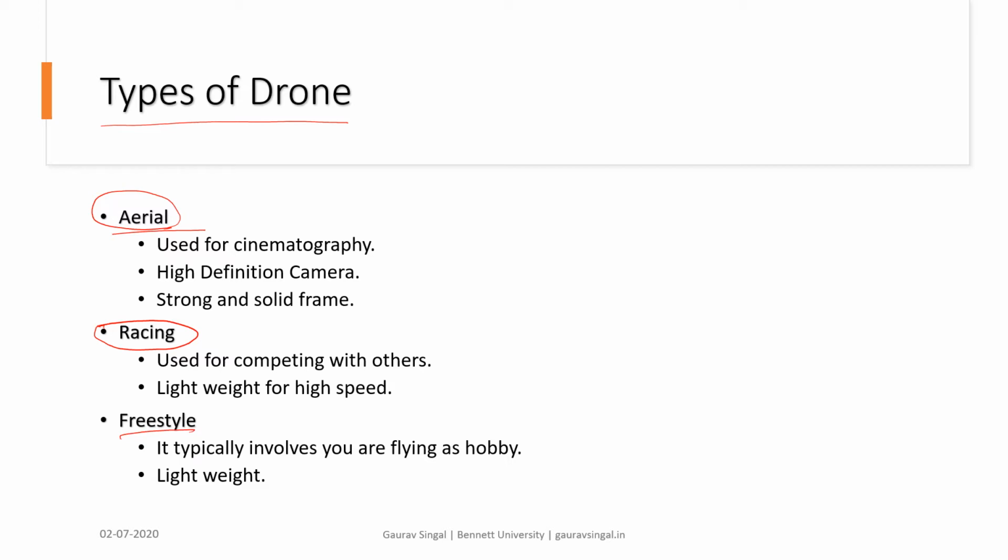Okay, so for aerial work you need a heavier drone, or one with high payload capacity. This could be used for cinematography, with a high-definition camera and a strong, solid frame, because sometimes you need to carry a payload also. For racing, you basically need a lightweight frame because you want to fly faster. That is the main use in a racing drone, so we need a lightweight frame.